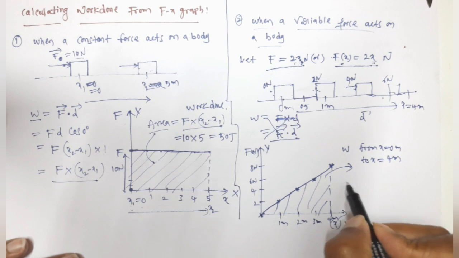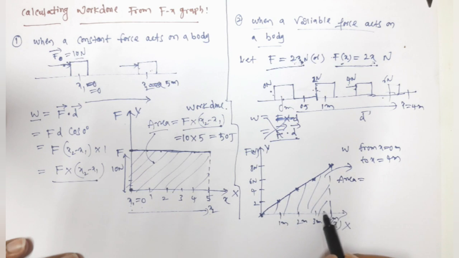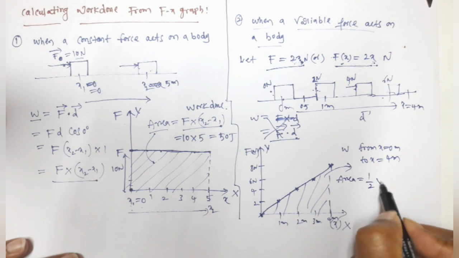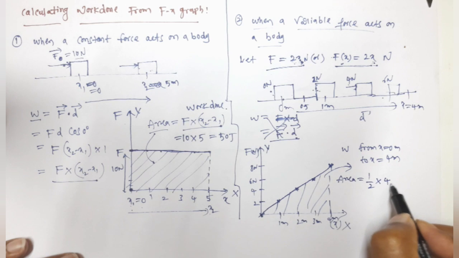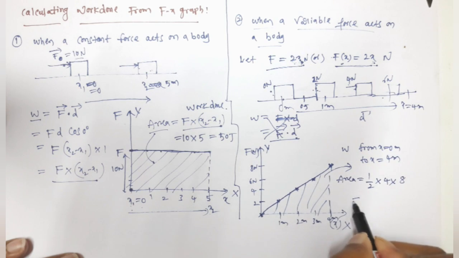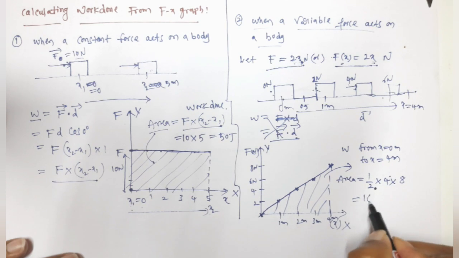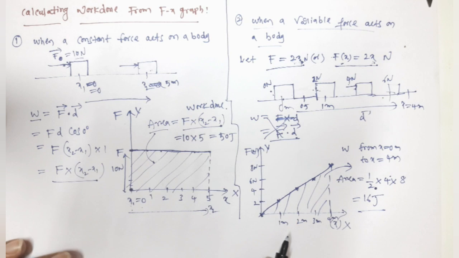So how do you find the area? It's a triangle, right? Half into base into height. Half, base value is how much? 4 meters. And what is the height value? That is 8 newtons. So half into 4 into 8 is 16. So here what is the work done? The work done is 16 joules.